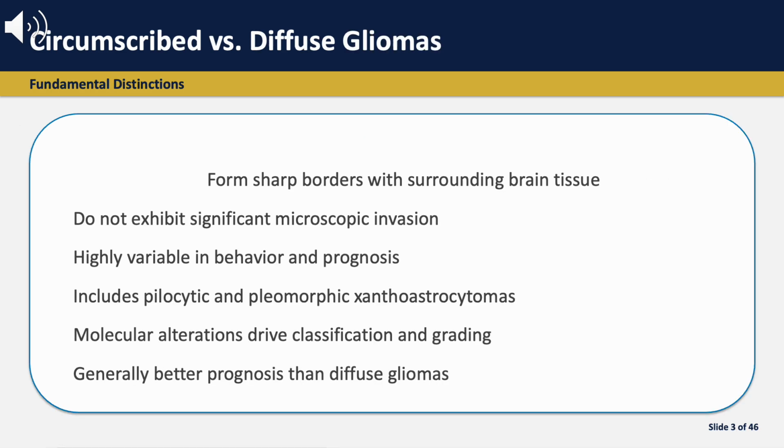Circumscribed gliomas contrast sharply with diffuse gliomas by forming sharp borders with surrounding brain tissue and not exhibiting significant microscopic invasion. These tumors are highly variable in behavior and prognosis. They include pilocytic astrocytomas, pleomorphic xanthoastrocytomas, and other entities. Molecular alterations drive classification and grading. Generally, circumscribed gliomas have better prognosis than diffuse gliomas.